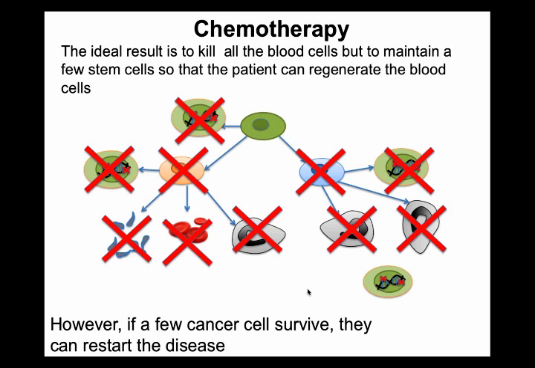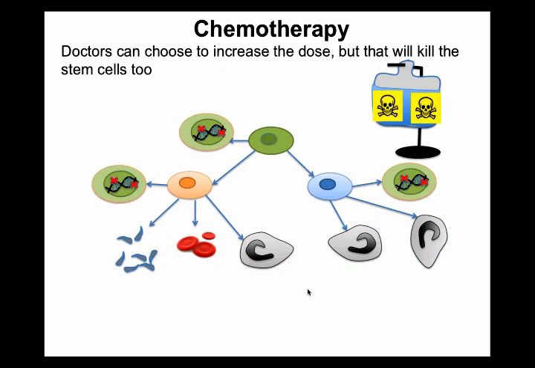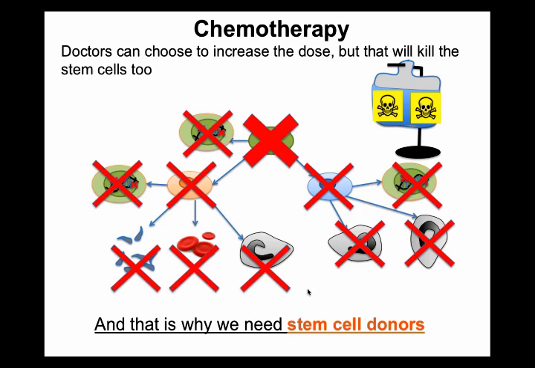Now, however, if even one or more of the leukemia cancer cells are left, these can start replicating and restart the disease. So one option that the doctors have is to use a stronger level of drugs, so that they can wipe out all the cells in the bone marrow. However, at this point the patient will need to replace these stem cells from a donor.